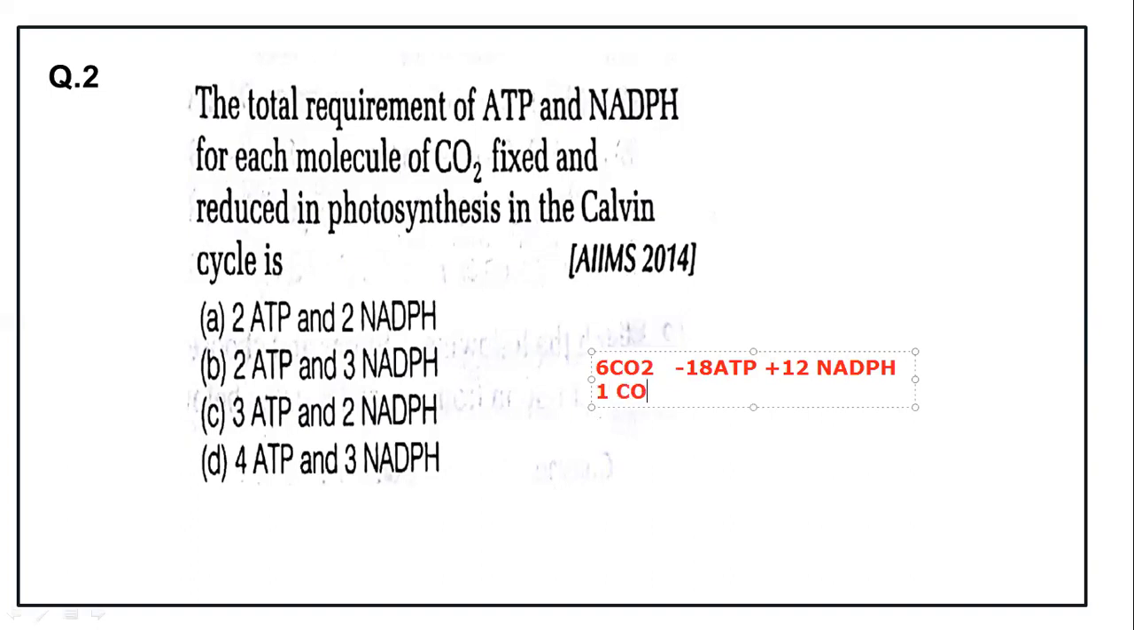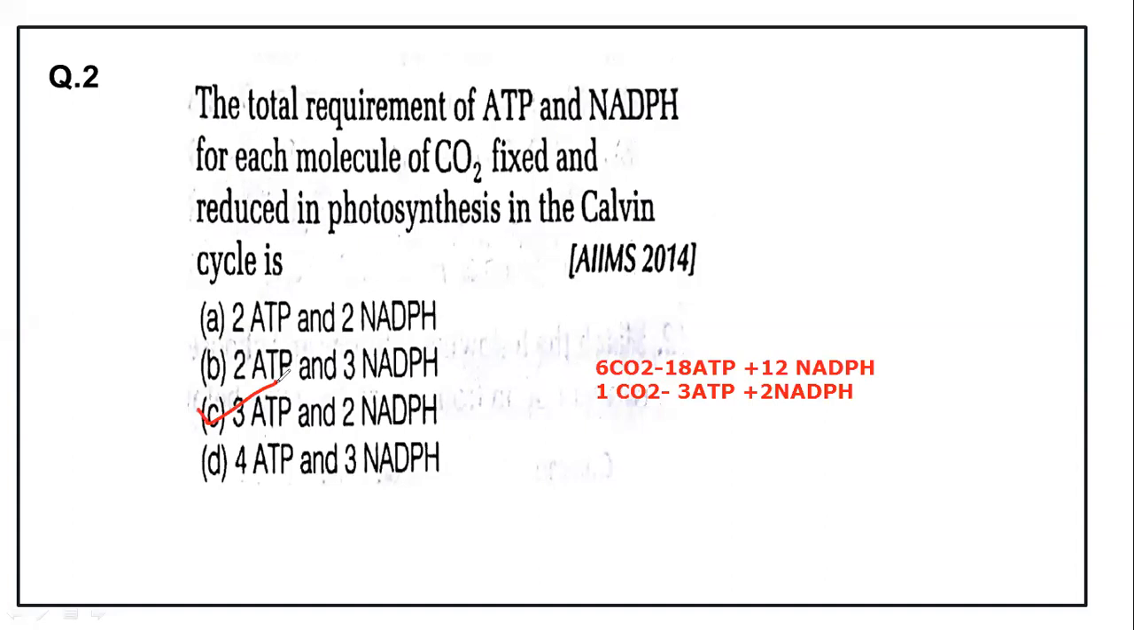So for one molecule of carbon dioxide fixation, it will be 3 ATP plus 2 NADPH molecules required, right? So the answer will be 3 ATP and 2 NADPH. Option 3 is the correct answer. 3 ATP and 2 NADPH.